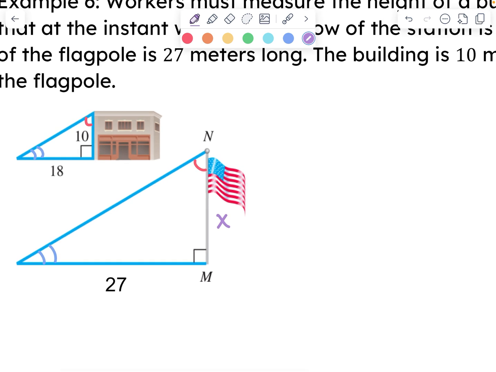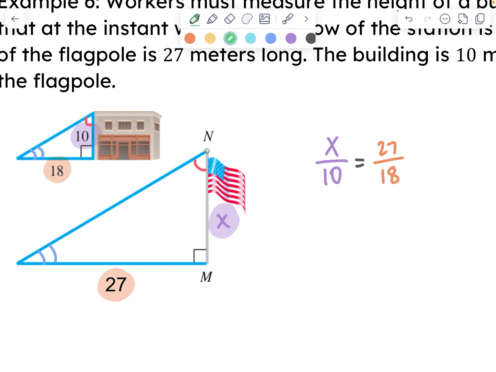From here we need to just set up our ratio. I'm going to start with the x over the 10. So I'm looking at this side over this side. Then my other fraction, I need to start with the 27 because I started with x, and it's going to go over the 18. So x over 10 equals 27 over 18.